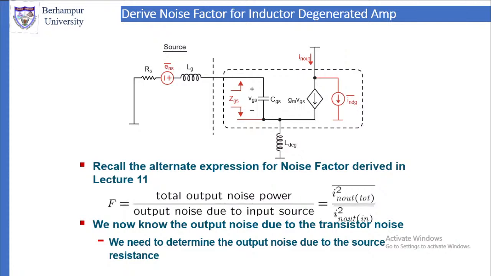Before we took the lunch break, we were discussing how to derive the noise factor for an inductor degenerated amplifier. In that, we used the definition of noise factor F, and we said that we know the output noise due to transistor noise, and then we need to determine the output noise due to source resistance.